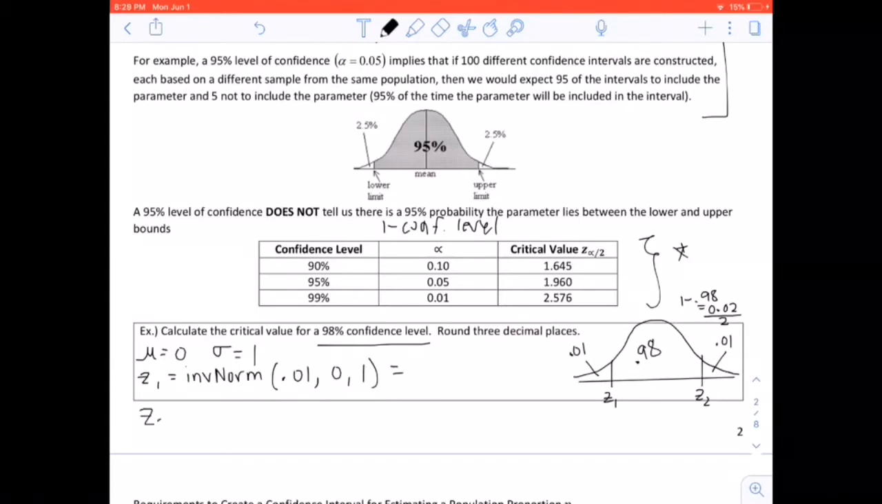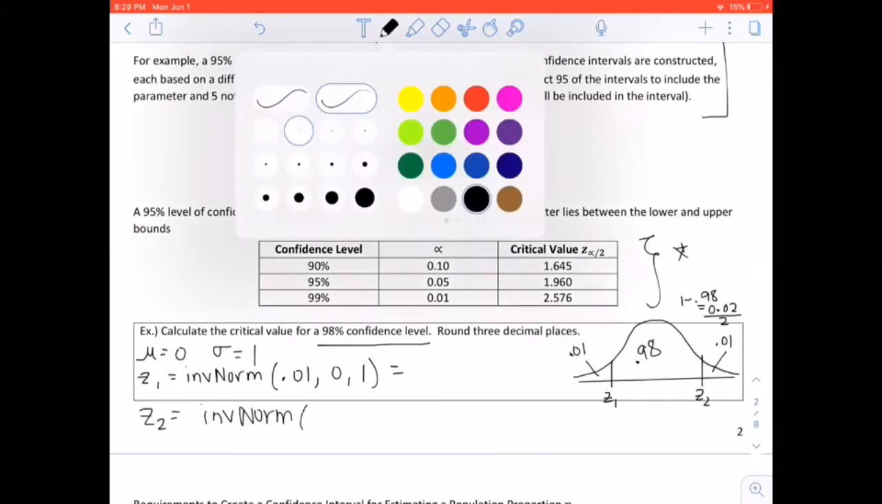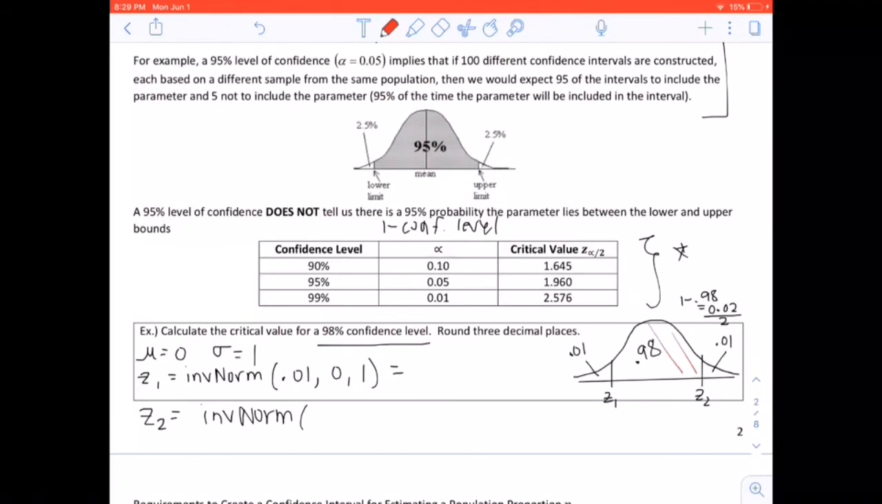And then to calculate Z2, we use inverse norm, looking at the area to the left of this value, that would be this 0.98 plus the 0.01, which is going to be 0.99, comma the mean and the standard deviation. Remember that this is a symmetric curve and that those two values, Z1 and Z2, should relate to one another. So try on your calculator to come up with those two values. Let's go ahead and round to 3 decimal places. So from the calculator, we get negative 2.326 and positive 2.326.